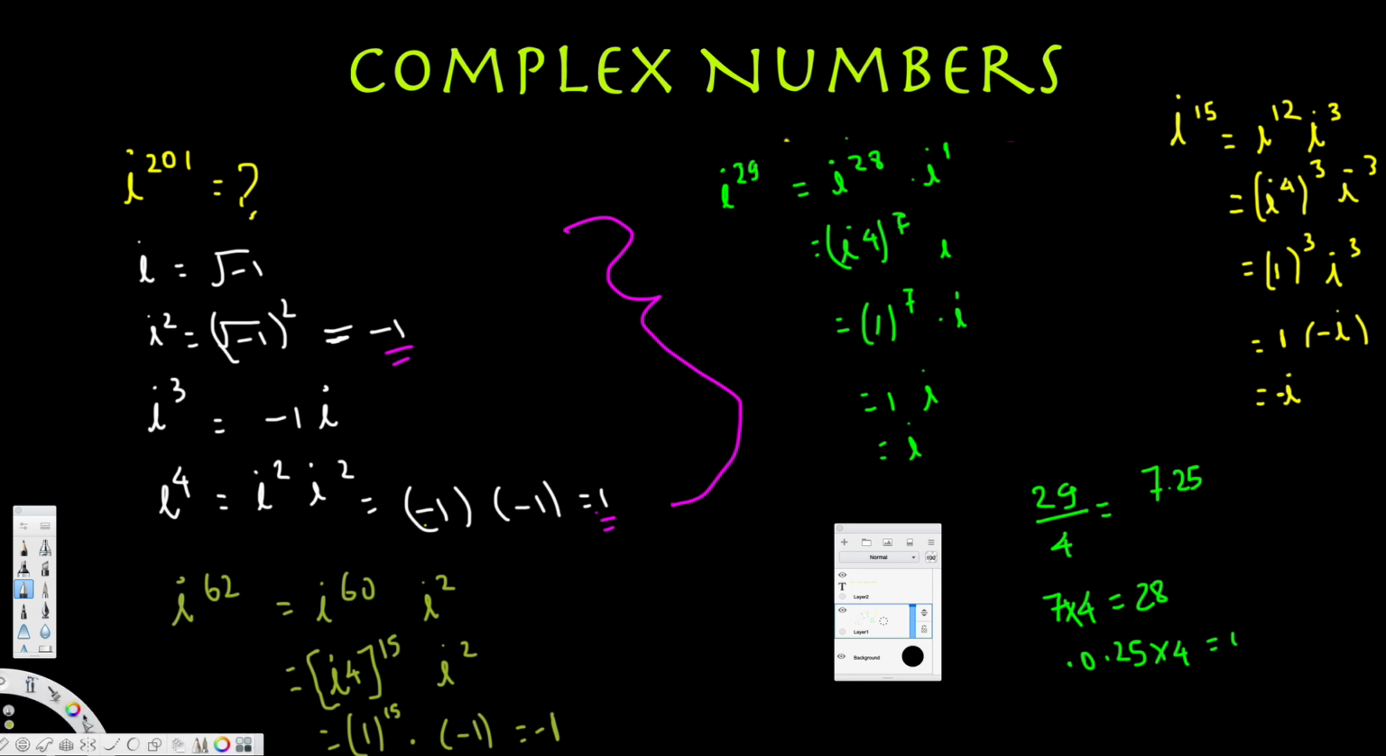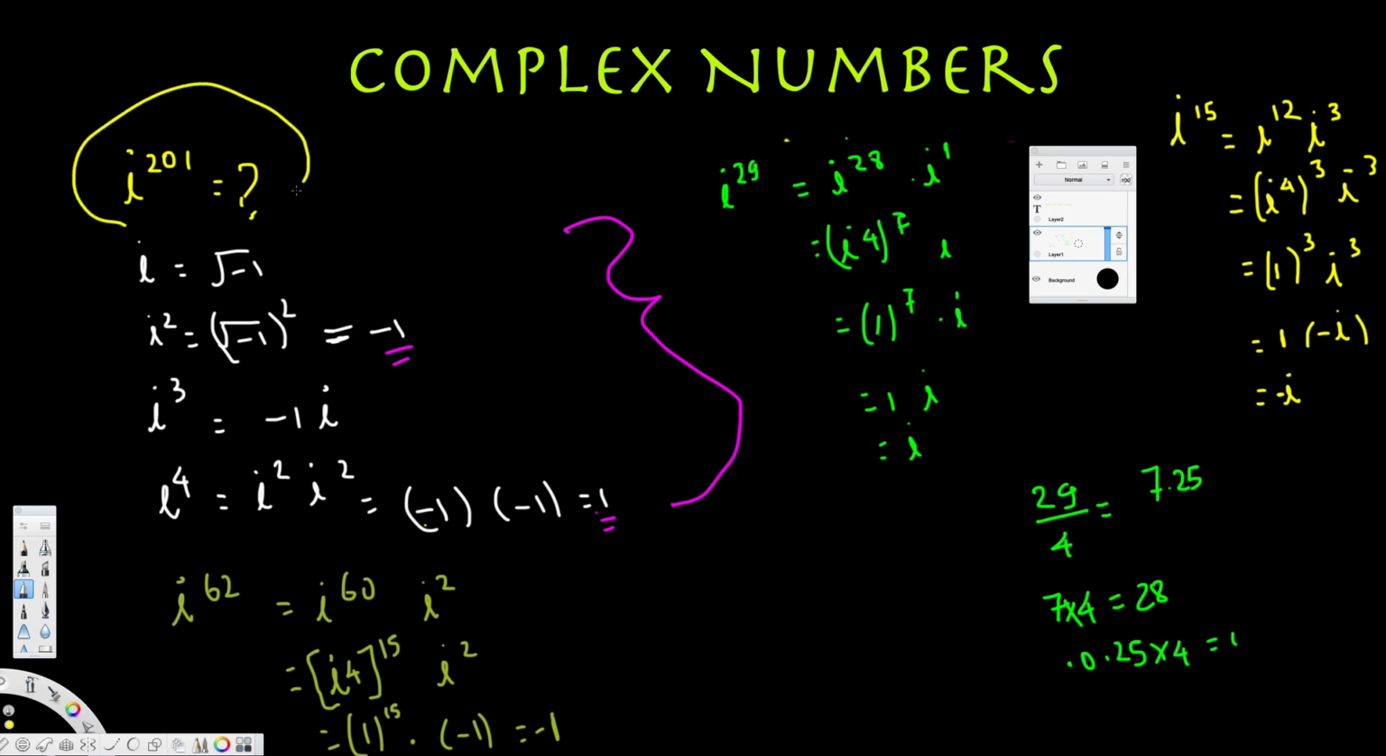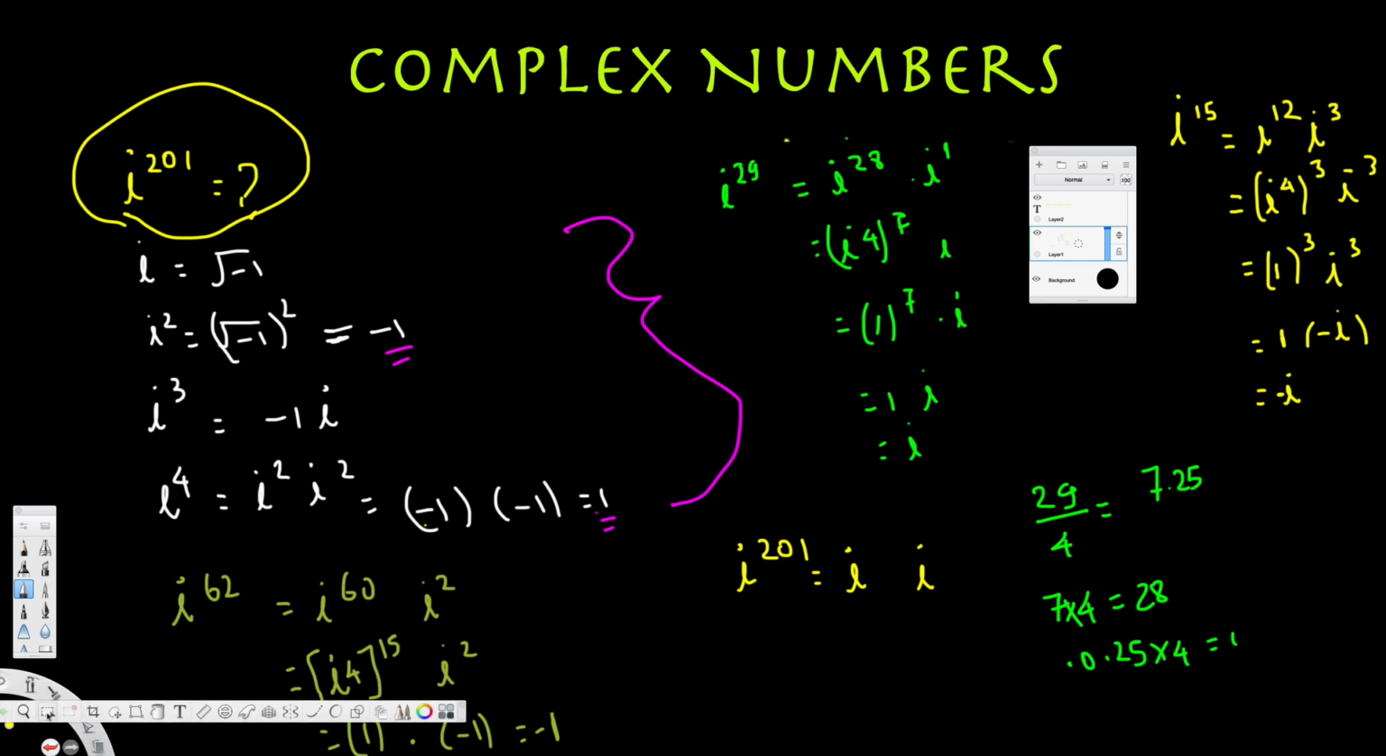Now let's go to our main problem. We started with i power 201, that's how we started, right? We want to figure out what this is. Now we have all the information, so we can find out i power 201. First we have to figure out the closest number to 201 that is a multiple of 4. To do that, just simply divide. I'll get rid of this part so we can see it here.